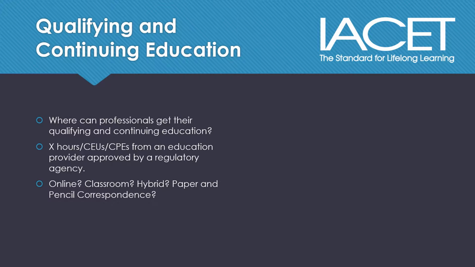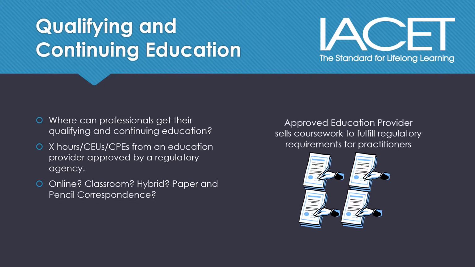So essentially, we see in the United States and most of the regulatory structures that education can be offered by private education providers, companies that specialize in offering education for particular industries or professionals. So when we begin to see, and we can answer the question, where can professionals get their qualifying and continuing education? We would see that typically in the United States, and especially in other parts of the world, that approved education providers sell coursework to fulfill regulatory requirements for practitioners.